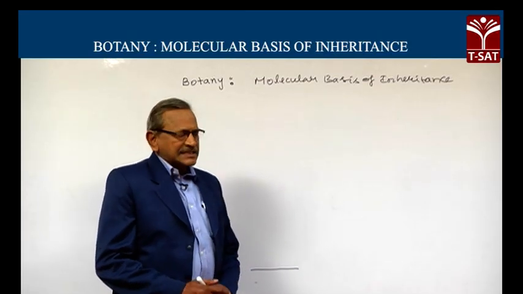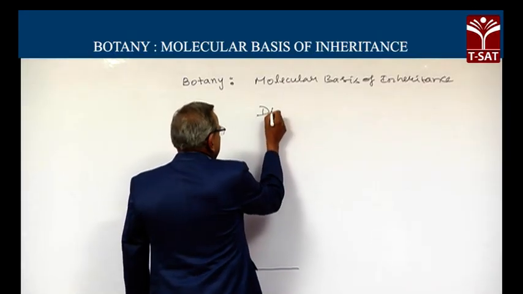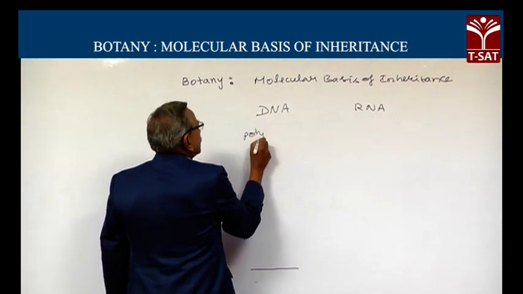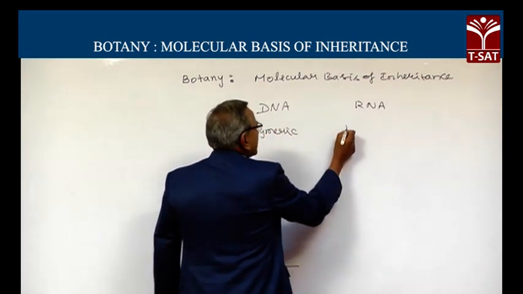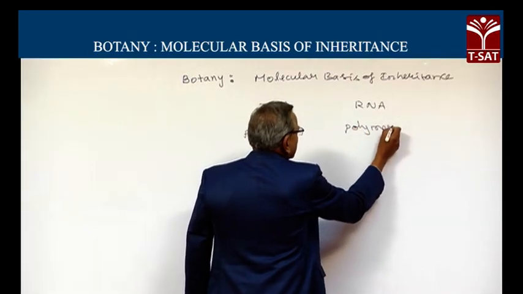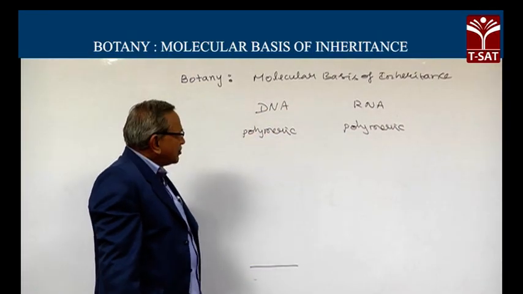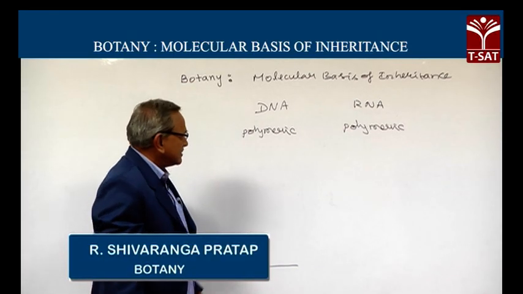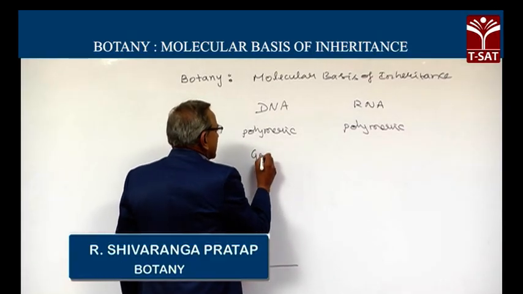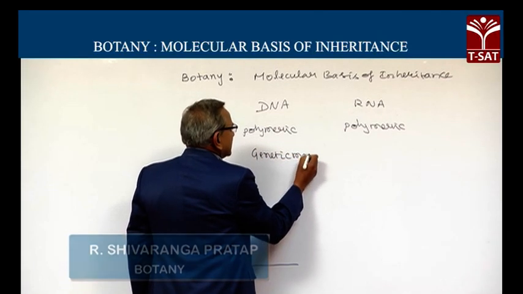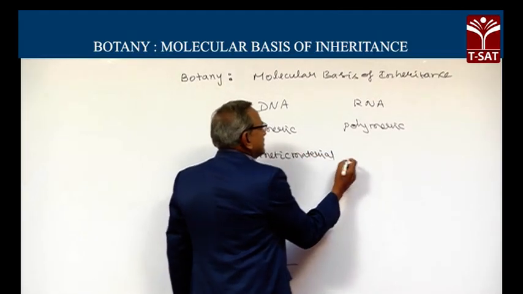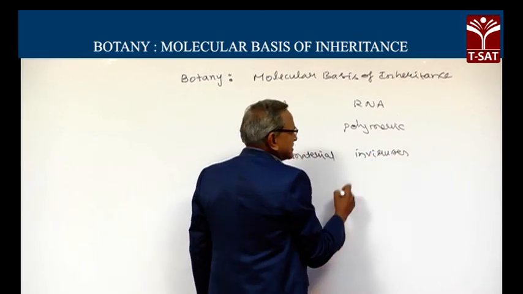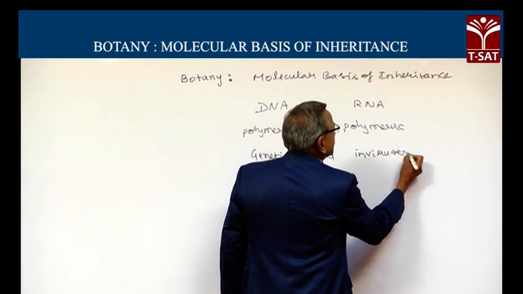We have two nucleic acids, one is DNA, other is RNA. Both are polymeric substances, both are made up of many nucleotides, and DNA acts as genetic material, whereas RNA is genetic material in viruses. In some viruses, RNA acts as genetic material.